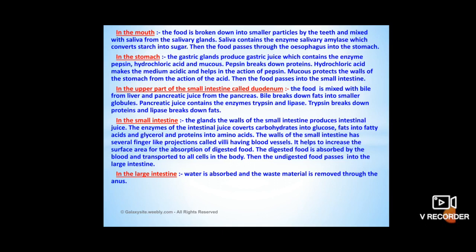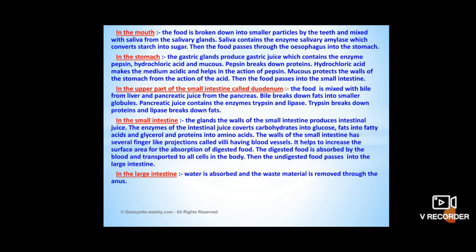The walls of the small intestine have several finger-like projections, which we call villi. These villi are interlinked to the blood vessels. They help to increase the surface area for absorption of digested food. So these villi play a major role in the absorption of food particles. So after the absorption, what will happen?